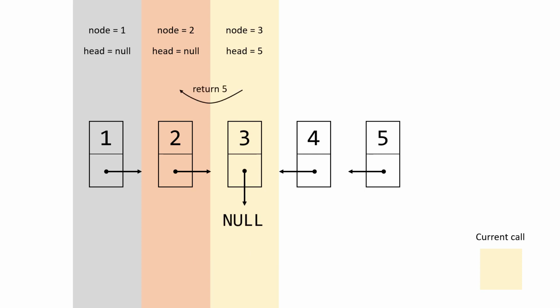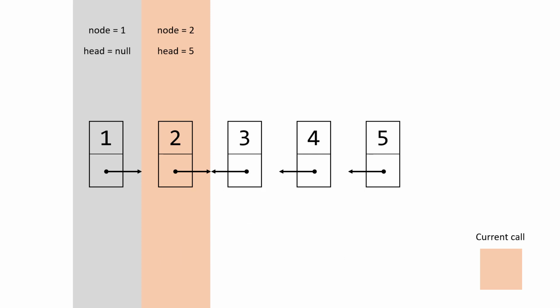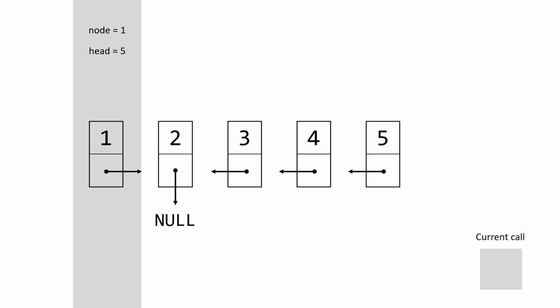I return head or return 5 all the way back. So now 2 has that 5, which is the head of this new linked list. Then I do my next, which points 3 to 2. And then I do my next equals null, which points 2 to null. And then I return 5 again. We're almost there. Once 5 is at this first node, I do the same node.next.next equals node. So 2 points to 1. And then node.next equals null. And there you go. Now the last thing to do is we return head to the caller, right?